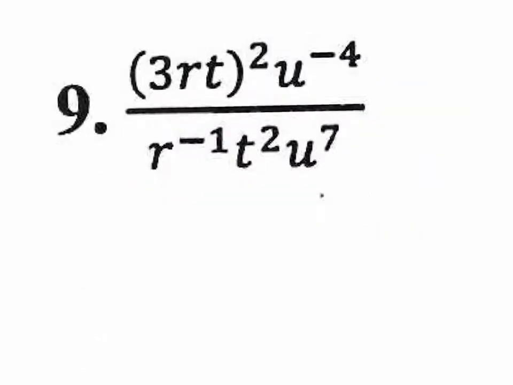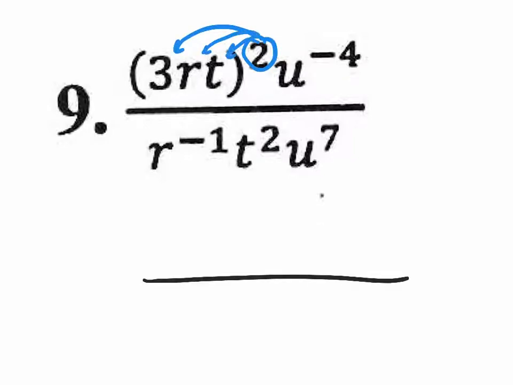Okay, so number 9 has a bunch of different rules, and you could choose which rule you want to start with. So you said that you want to start with distributing that exponent. So this is the only work you could show. Circle that 2, draw an arrow on the 3, on the r, and on the t. So up on top, let me rewrite my fraction. Up on top, I have the 3 squared, which will later be 9, r squared, t squared.